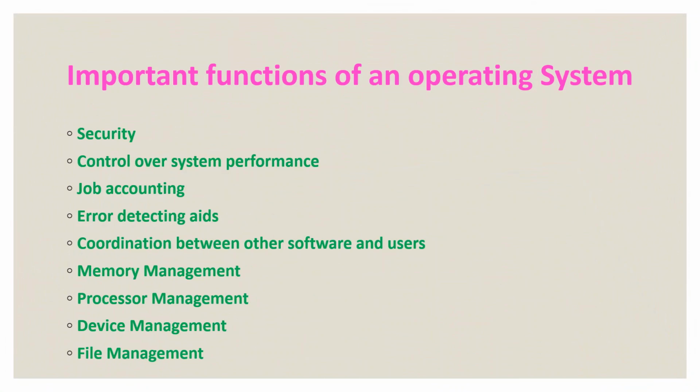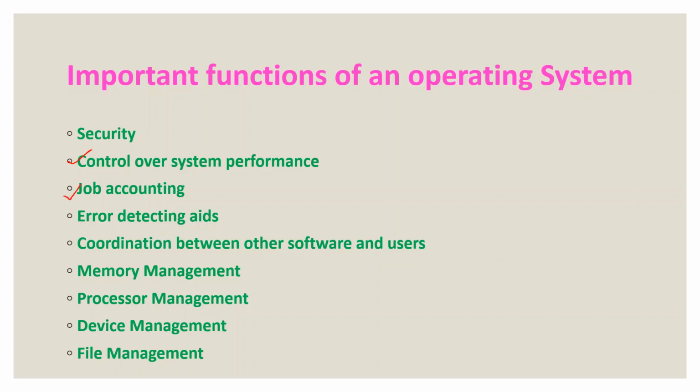Now, important functions of the operating system. First is security. The operating system uses password protection to protect user data and similar other techniques. It also prevents unauthorized access to programs and user data. The next function is control over system performance. It monitors overall system health to help improve performance. It records the response time between the service request and system response to have a complete view of the system health. This can help improve performance by providing important information needed to troubleshoot problems.